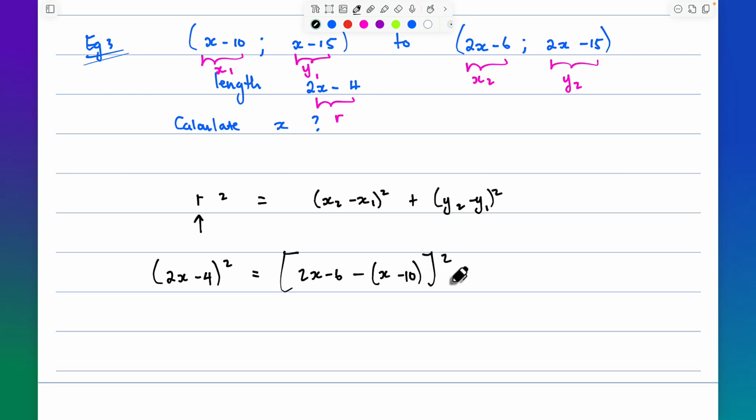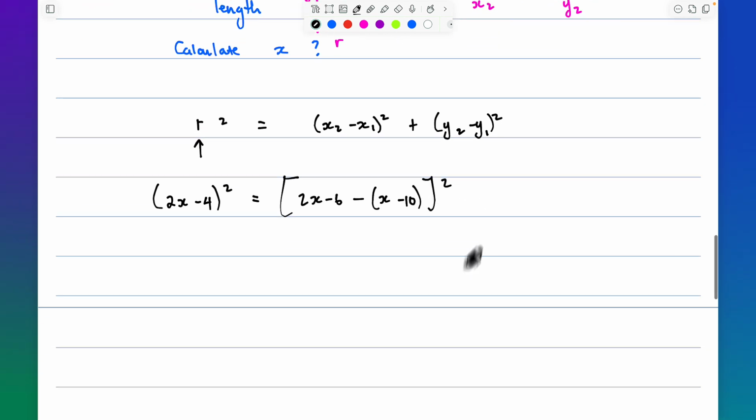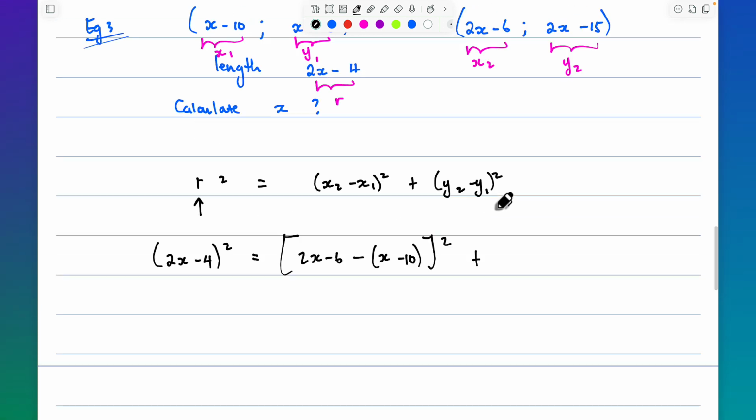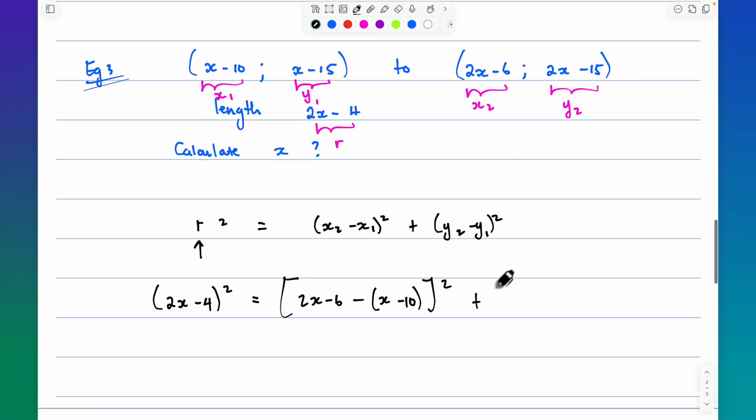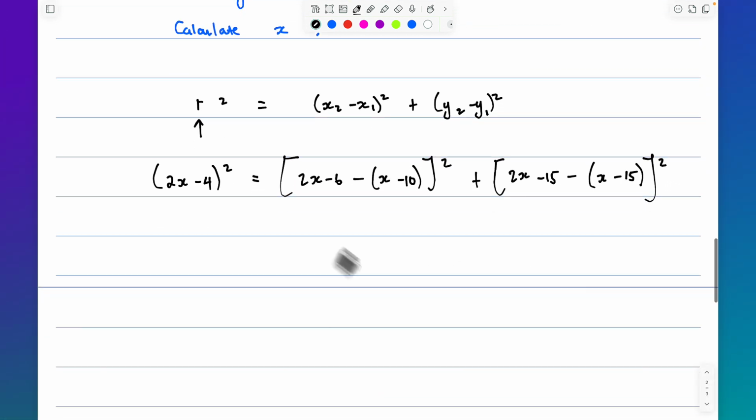And you're going to square this. This looks very complicated, but it's going to get easier along the way, hopefully. And then same thing with the y2 minus y1. So we're going to have 2x minus 15 minus this y, which is x minus 15. Just be careful to put the whole thing in brackets because you're subtracting this entire thing, right? So just make sure that the whole thing is in brackets.